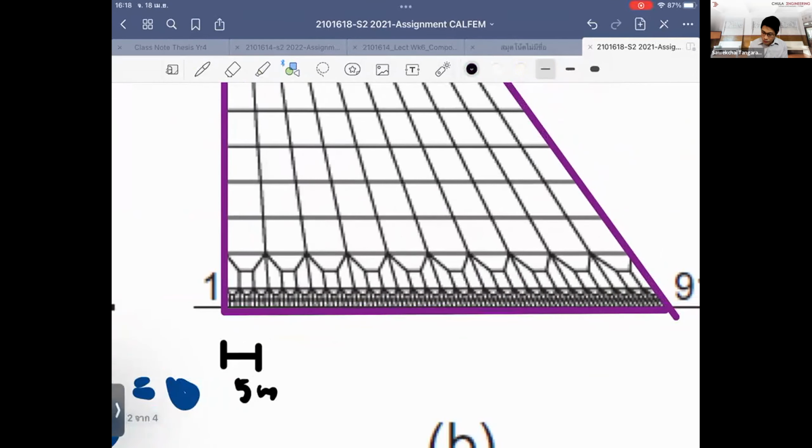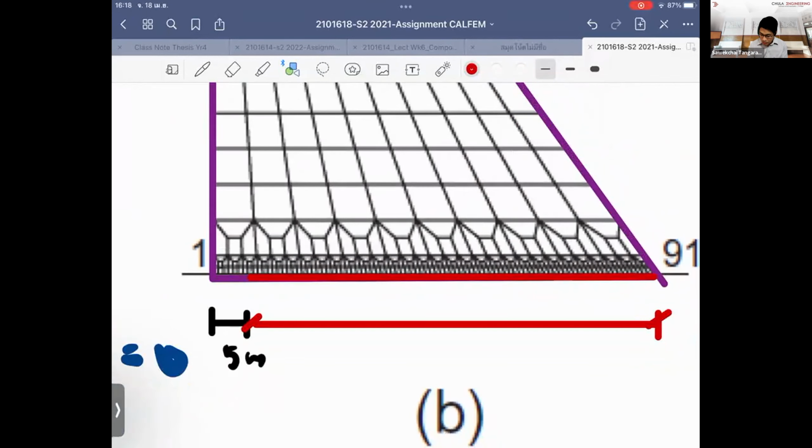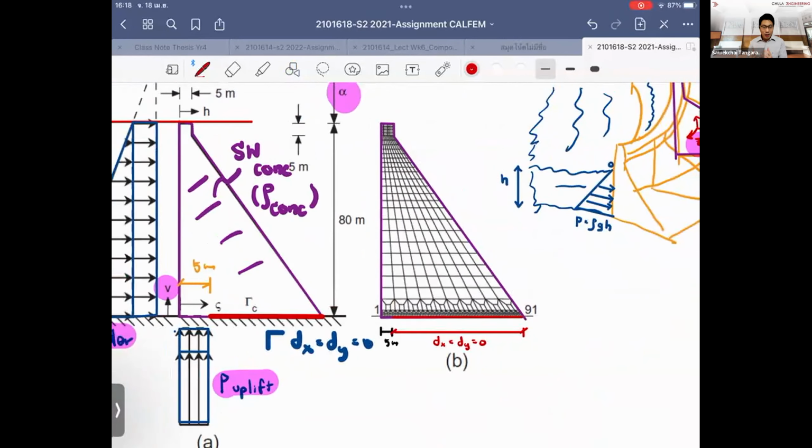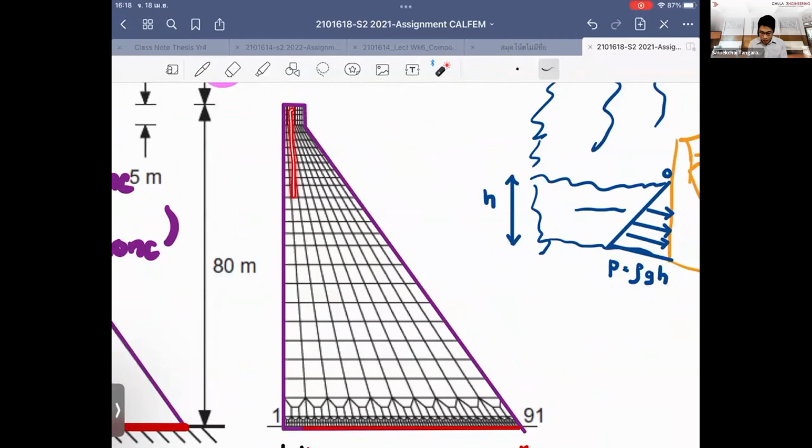For the rest, you just allocate the support condition. In this support condition, you restrain the movement in X and Y to equal 0, right? And this one, you let it be free as a free surface. You can simply allocate the node numbers. The pattern I suggest is that you follow this pattern that I have here, so you can have all of them be rectangles.